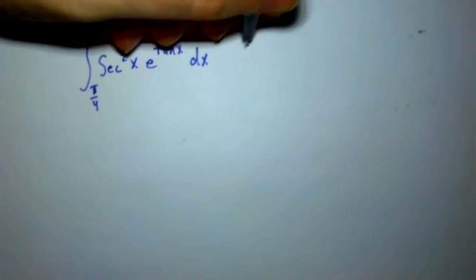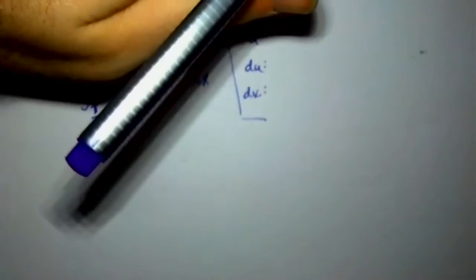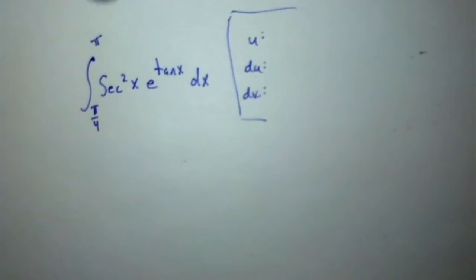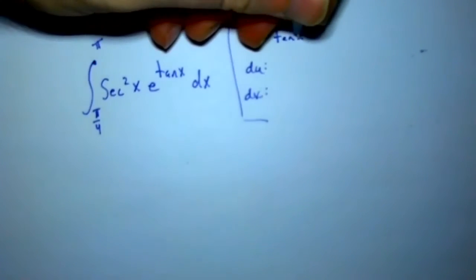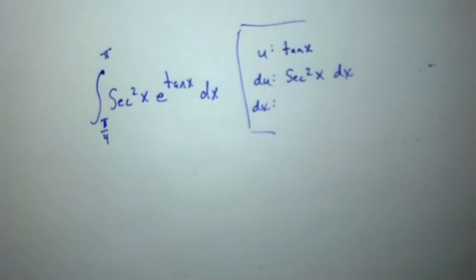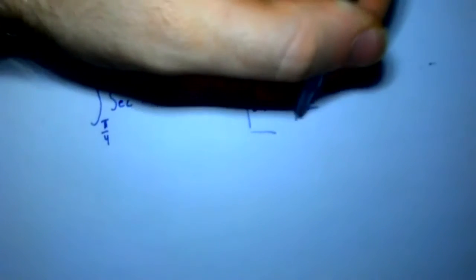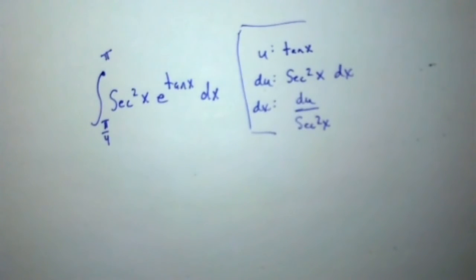Okay, so we should be looking at something here involving the letter U. So this is going to be u, du, dx. Remember, u is always the thing that's in parentheses, under the root, the thing with the trig function, or the thing that e is raised to. You might have to play around with this a little bit, but the winner here ended up being let u be tangent x. And then if we take the derivative of tangent, we get secant squared x dx. If we solve that for dx, that's going to be du over secant squared x.